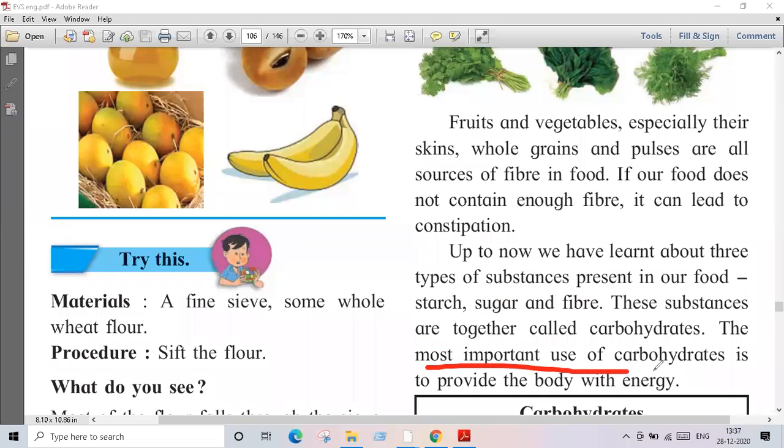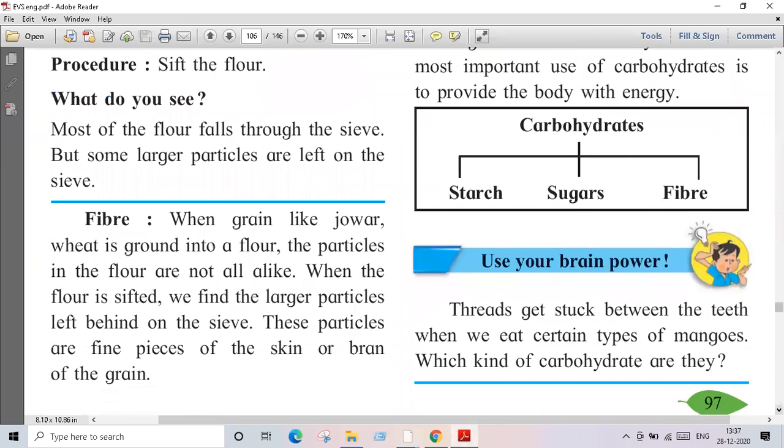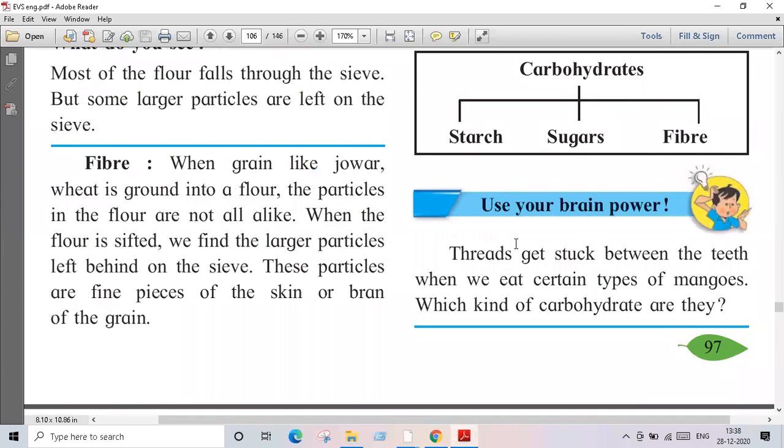The most important use of carbohydrates is that they provide the body with energy. काय मिळते आपल्याला, एनर्जी मिळते from the carbohydrates. Get it? So what are the carbohydrates, guys? Carbohydrates are of three types: starch, sugar, and fiber. Starch, sugar, and fiber. Getting? Starch we have seen, sugars we have seen, and fibers just now we have seen.